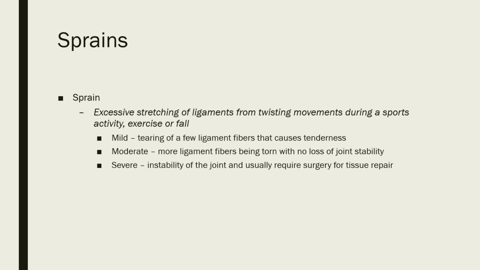Sprains are excessive stretching of ligaments from twisting movements during a sports activity, exercise, or fall. Sprains are also classified as mild to severe. Mild is considered a tearing of a few ligament fibers that causes tenderness. Moderate is more ligament fibers being torn with no loss of joint stability. And in severe cases, there is instability of the joint, and it usually requires a surgical repair of the tissue.